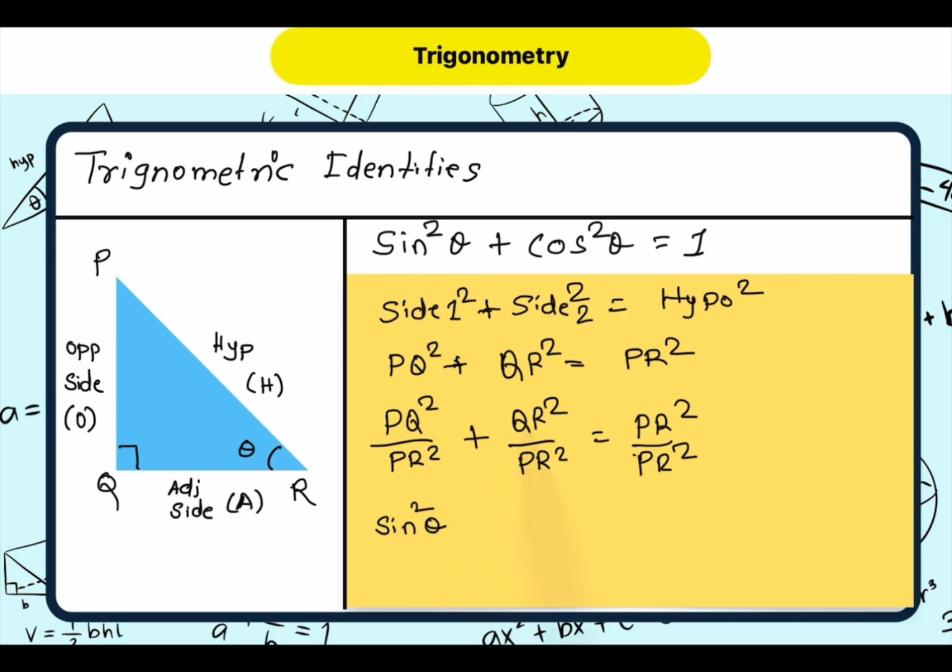Similarly, QR square upon PR square. That means QR is the adjacent side, PR is the hypotenuse, which is nothing but cos theta. But since this is squared on both sides, we will be taking cos square theta, and PR square upon PR square is going to cancel out. That means it remains as 1. Hence we prove sin square theta plus cos square theta is equal to 1.